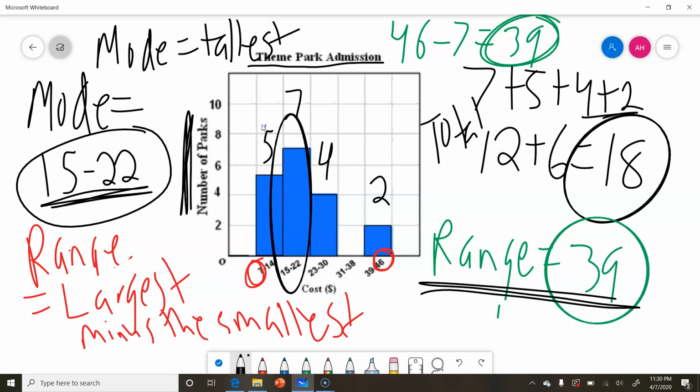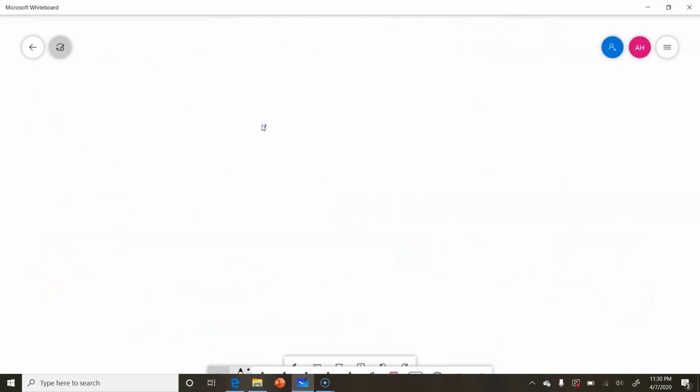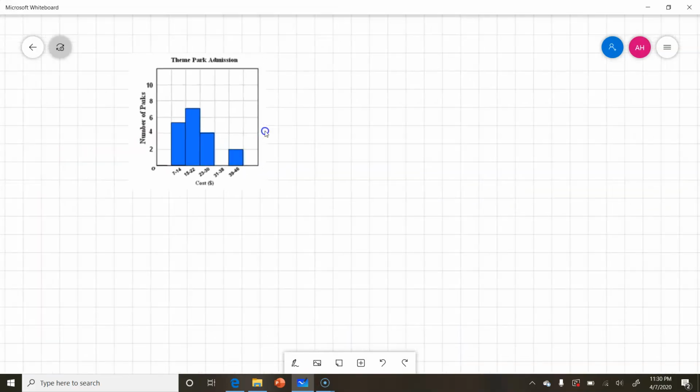Okay, now the hard one to find here is the median. Okay, so I'm going to clear all this. If you need to pause it, go ahead and pause it. Let me put our chart back on here. So if you remember, there are 18 of these little guys.